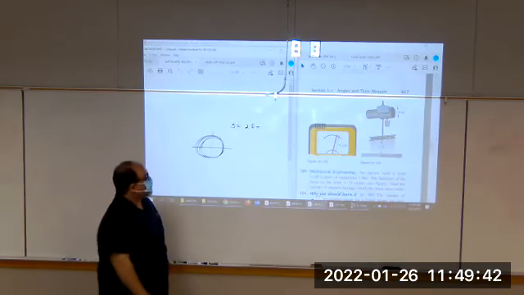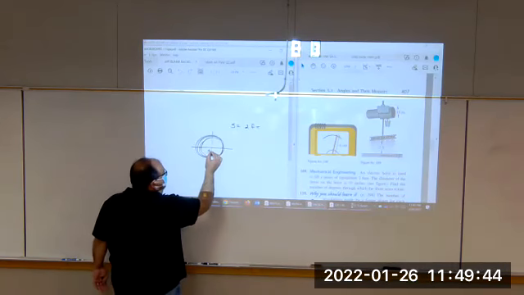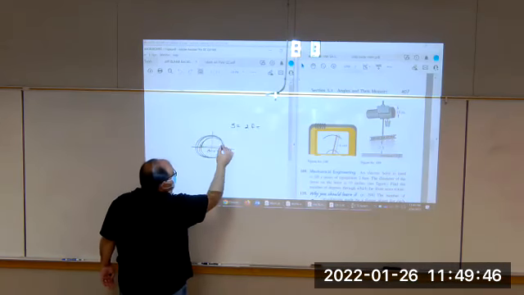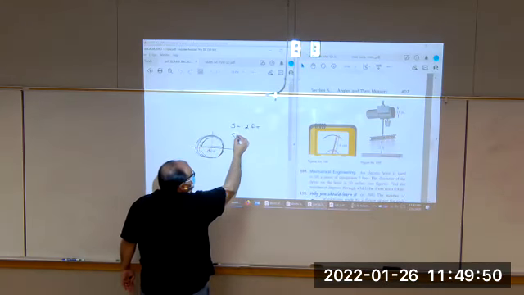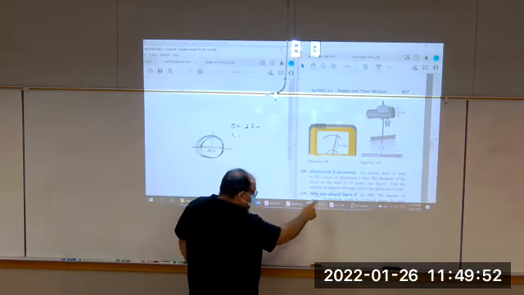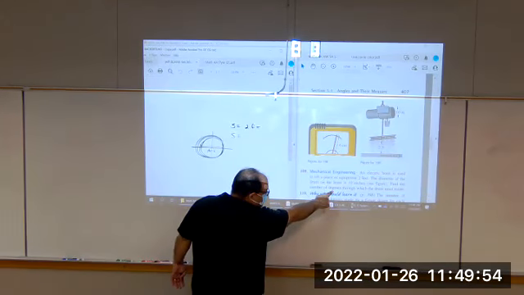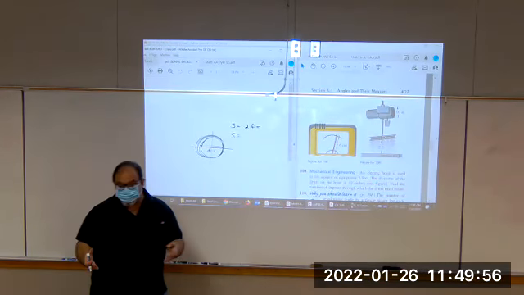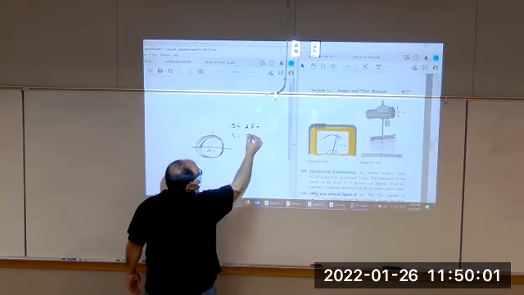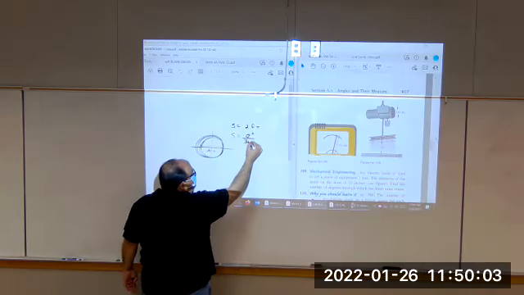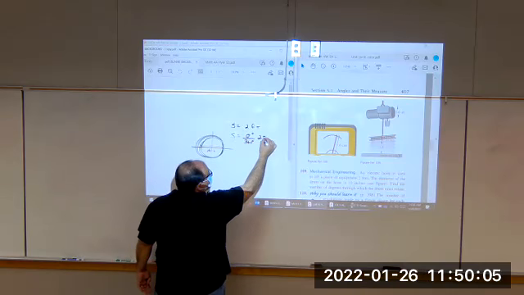But the diameter is 10. That means from here to here is 10. And so the number of degrees, so dealing in degrees, not radians, arc length is theta in degrees out of 360 degrees times 2 pi r.